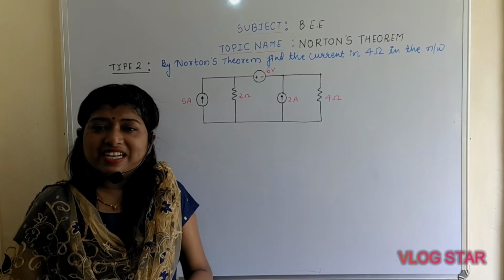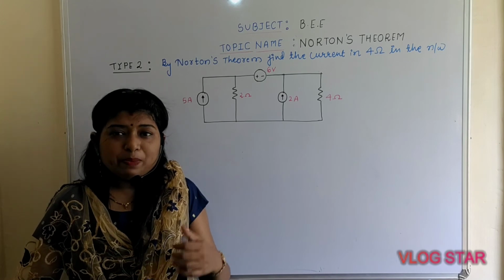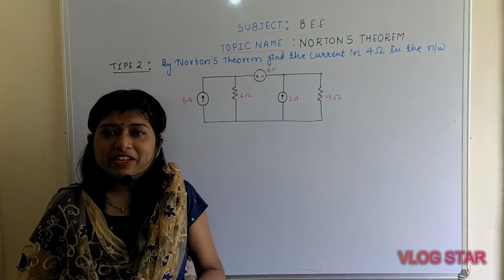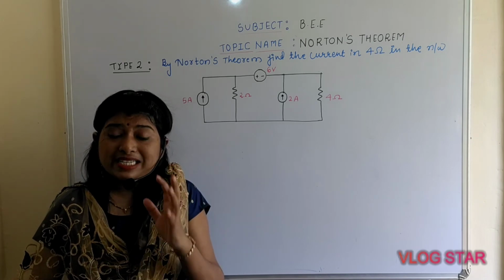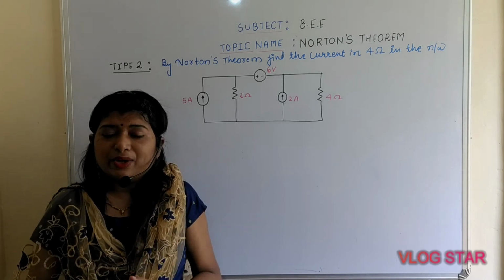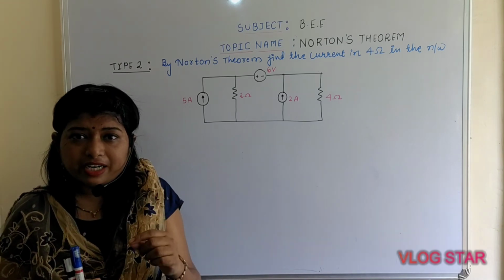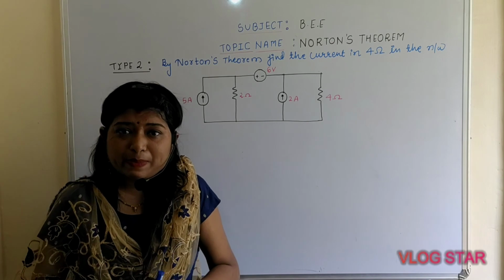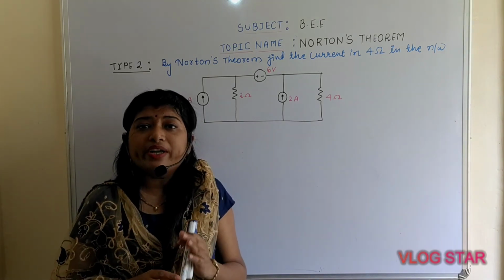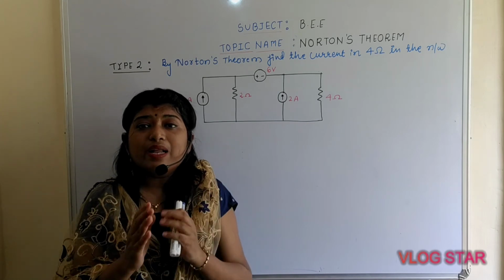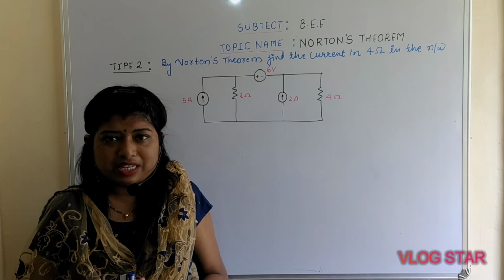Good morning all. In the last lecture we studied type number 1 related to Norton's theorem. Before proceeding further, let's do the revision of the previous lecture. What is basically Norton's theorem? What is the statement that we need to apply for the Norton theorem? Any two terminals in a circuit or network can be replaced by a single current source called the Norton equivalent current in parallel with the Norton equivalent resistance. Already we had studied the statement for Norton's theorem.